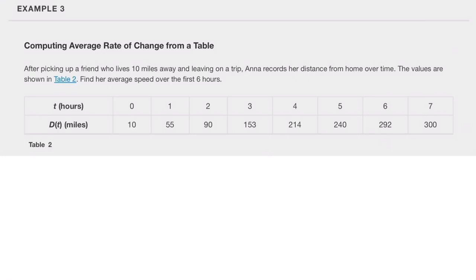So after picking up a friend who lives 10 miles away and leaving on a trip, Anna records her distance from her home over time. The values are shown in table 2. Find the average speed over the first 6 hours.